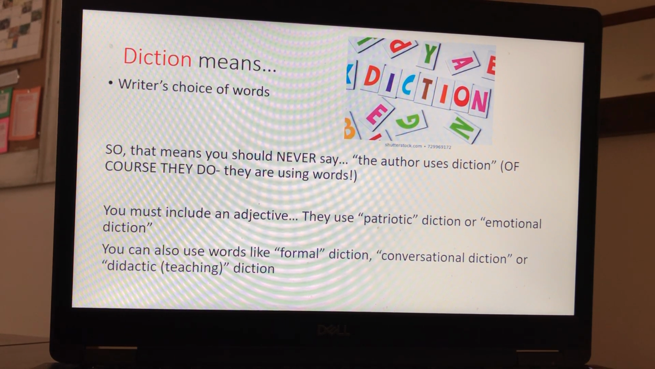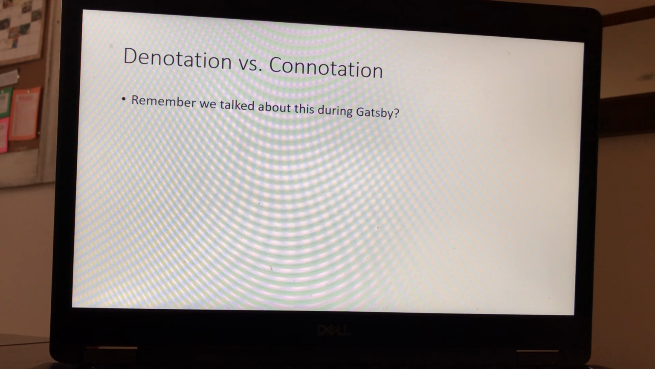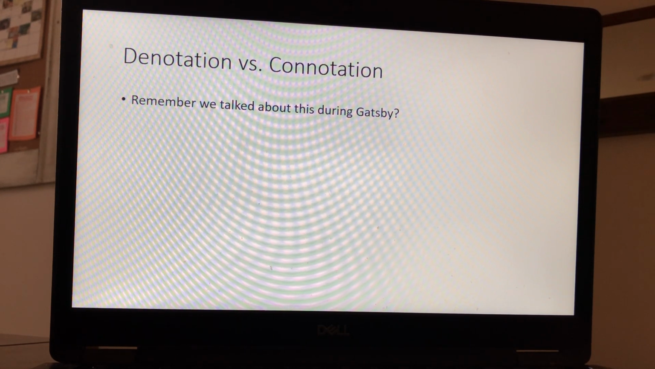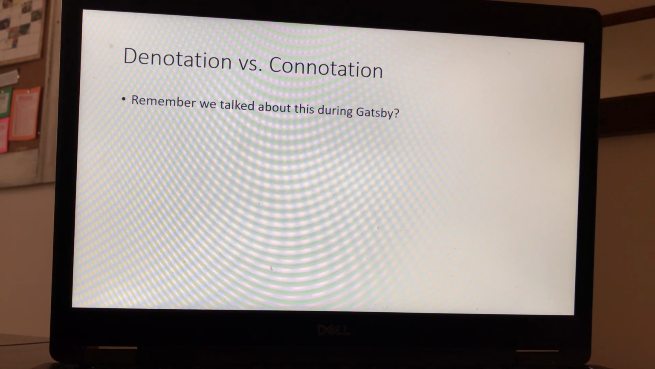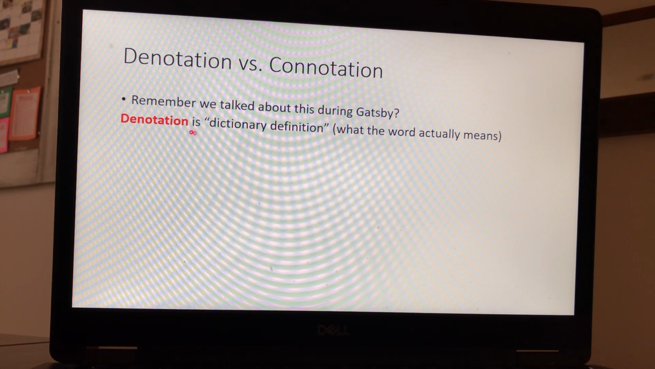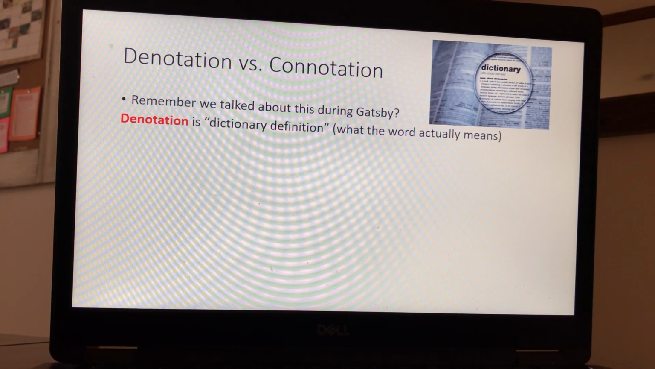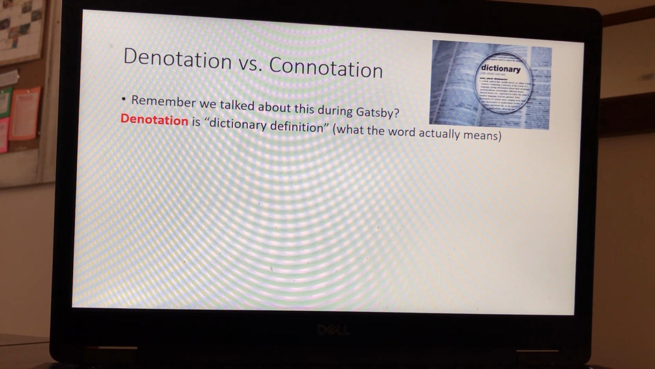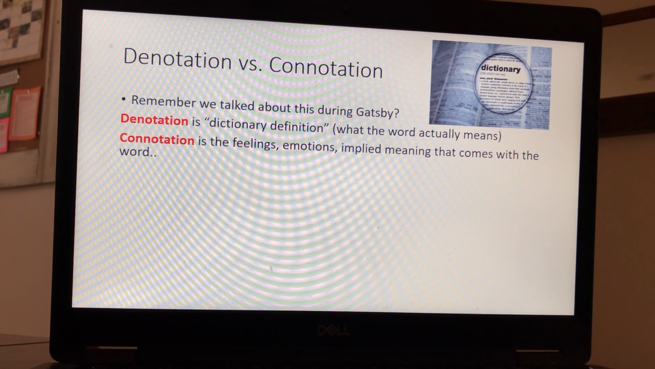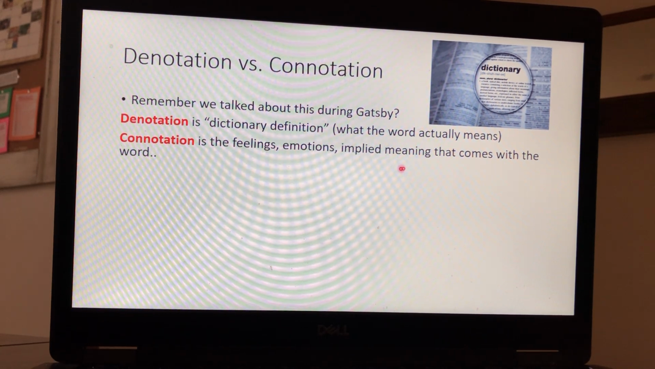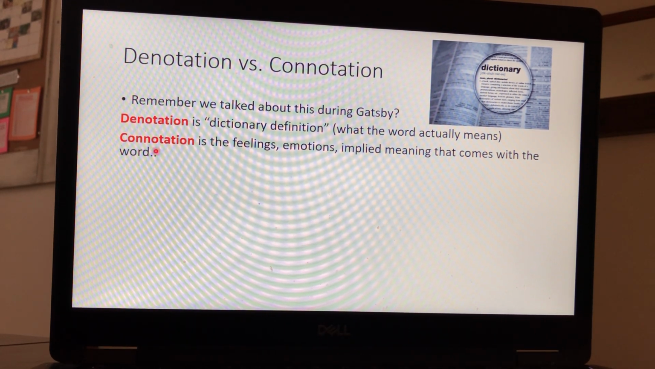The second thing that I want is this thing called denotation versus connotation. Do you remember, hopefully, that we talked about this during Gatsby within those study guides, right? What is the connotative meaning of this word? And so just a quick reminder that denotation is a dictionary definition. The D's go together, so that's how you can remember. And it's what the word actually means in the dictionary, if you looked it up, what's the definition? Whereas connotation, which we like to use a lot when it comes to diction, is the feelings, the emotions, the implied meanings that come with a specific word, okay?